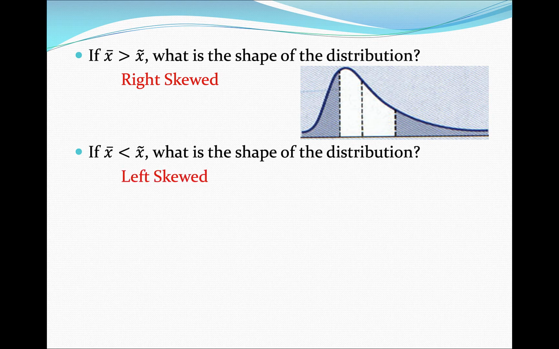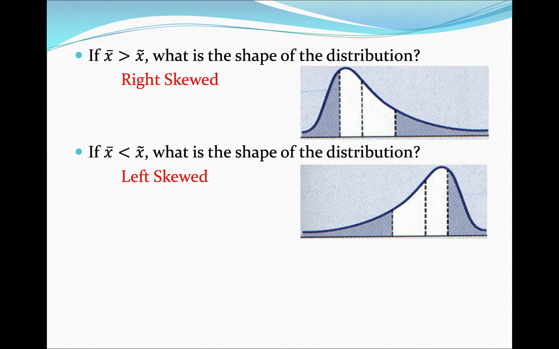I'm sure you can guess this. That's got to be left skewed. And it works the same way. In this case, the median is going to divide the area in half. The mean, the balancing point, is going to be pulled to the left because of that long tail to the left. It's going to be pulled toward those values to the left. So the mean is going to be smaller than the median in a left skewed distribution.